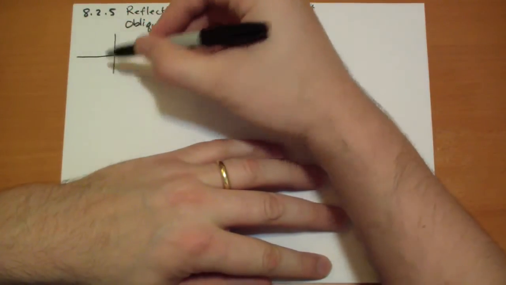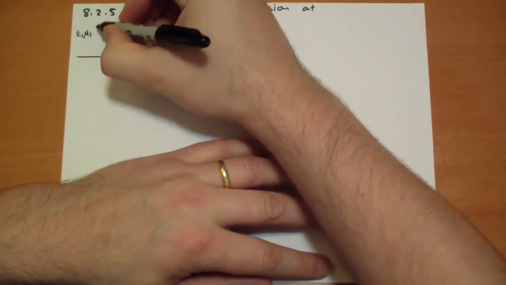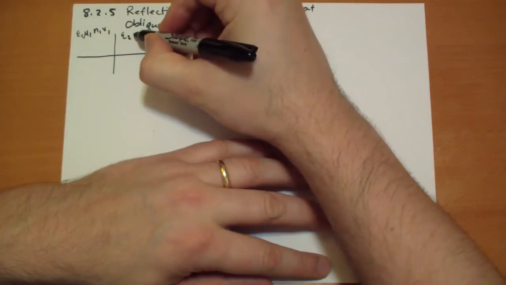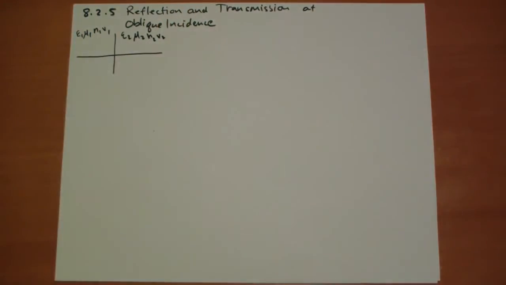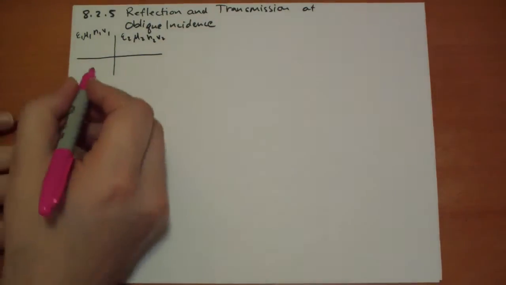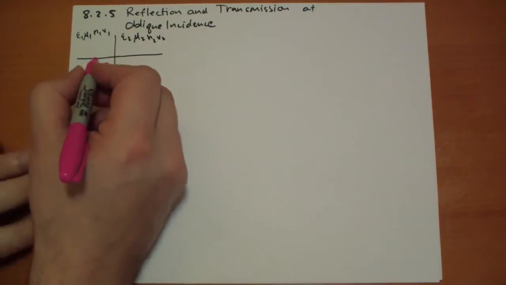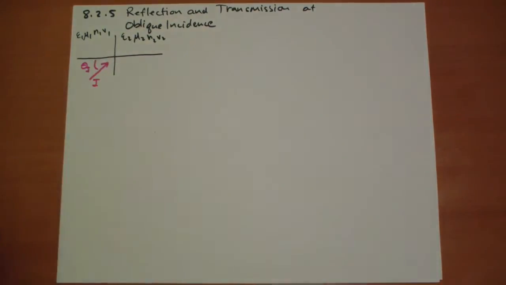So the setup is as follows. Just like before, we have epsilon 1, mu 1, n1, v1 on the left side, epsilon 2, mu 2, n2, v2 on the other side. And we're going to use three different colors. Hot pink is the incoming incident wave traveling in this direction. That makes an angle with the x-axis of theta I. This is the incident wave.